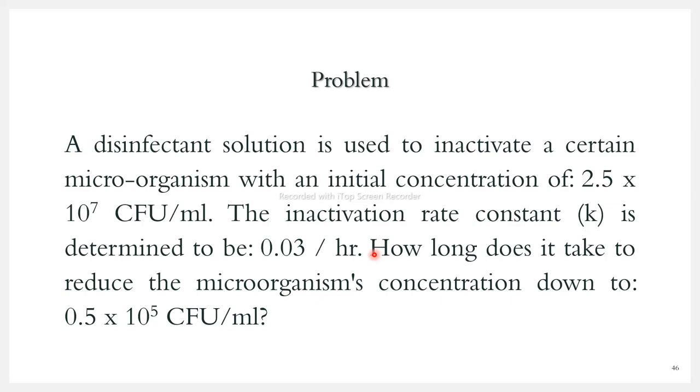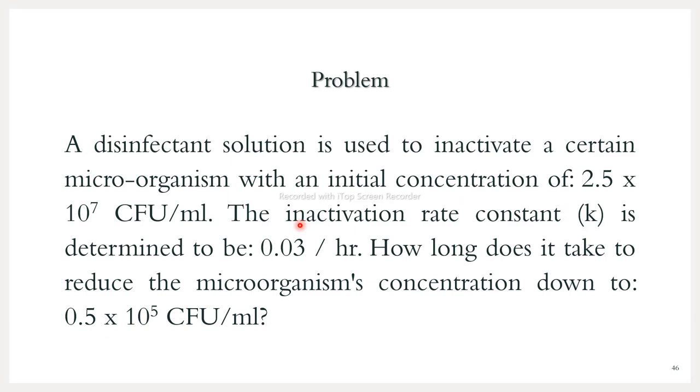The per hour unit indicates first order, because if you look at the unit of the K value, if it were zeroth order or second order, the K value units would be different. You have to calculate how long it takes to reduce the microorganism concentration down to 0.5 × 10^5 colony forming units per ml.